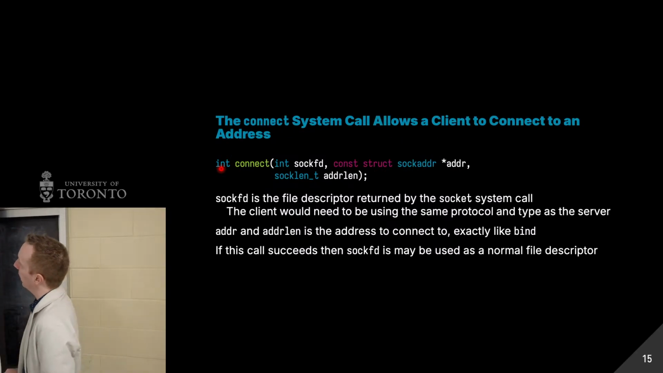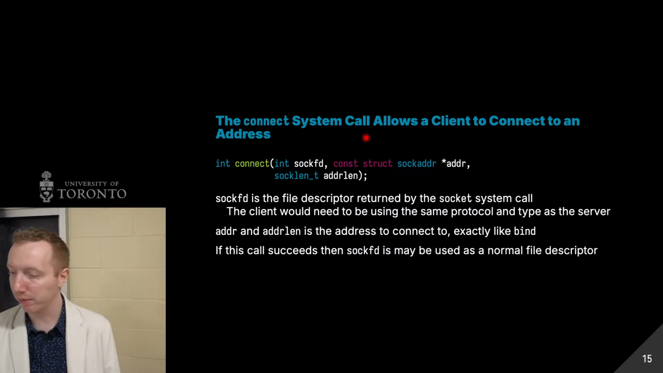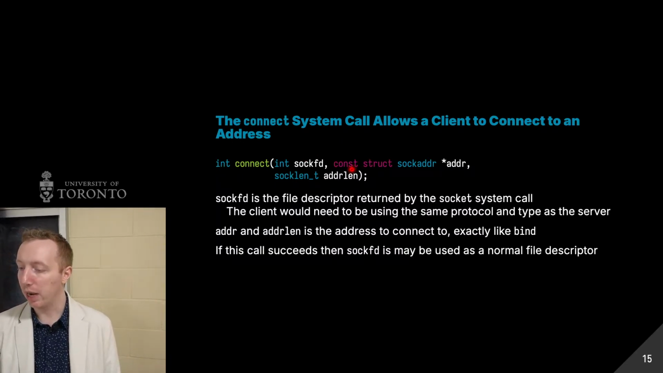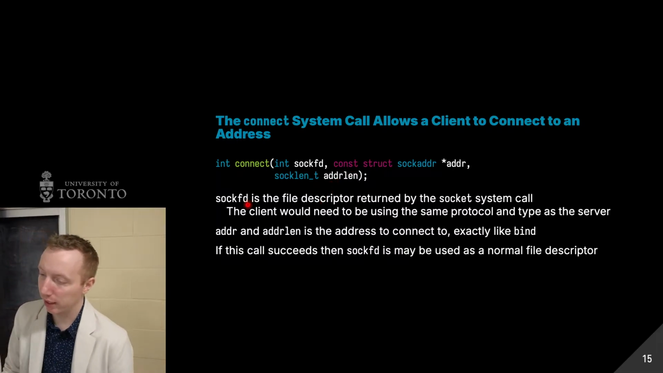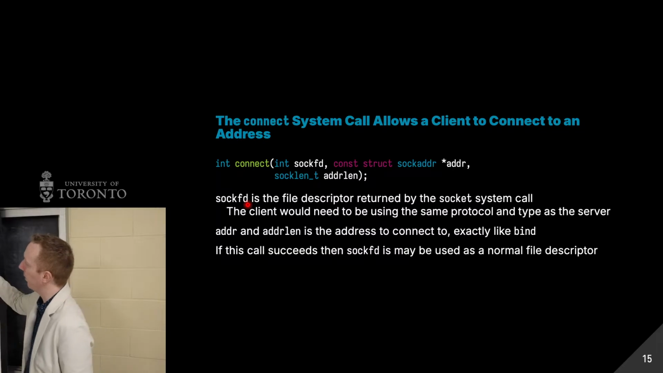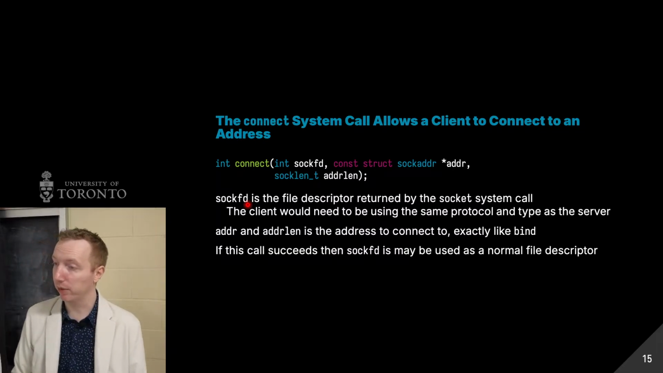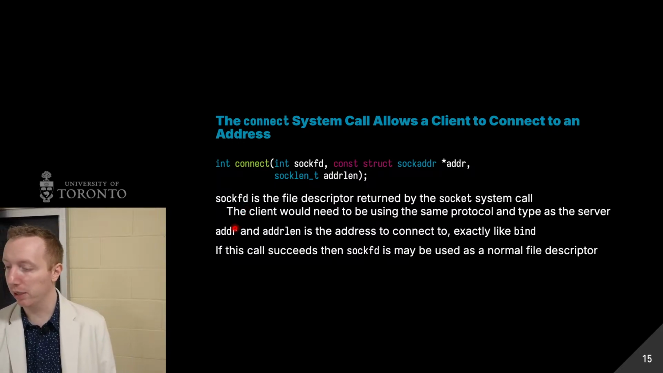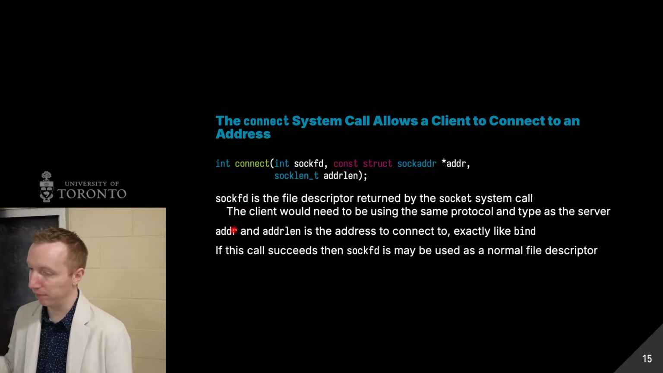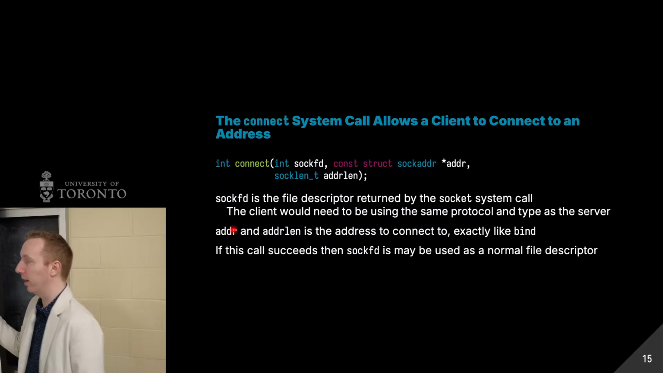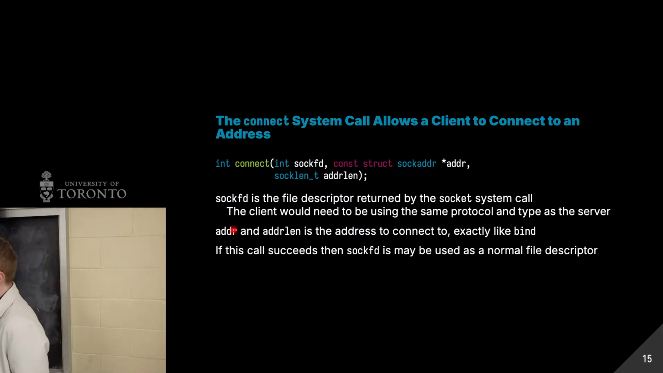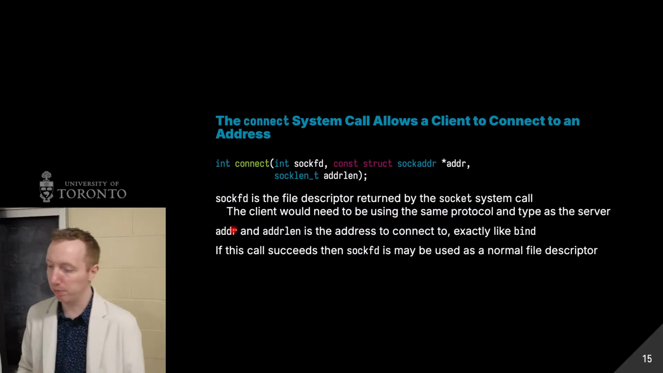All right, so the connect system call is what the client does to connect to an address. Again, it takes a socket file descriptor and an address, so it kind of combines the bind all in one. So that socket FD is the file descriptor returned from that socket system call. It has to be using the same protocol and type as the server in order to connect properly and work. And the address is the address to connect to, exactly like bind. So you're actually connecting to that server that has been bound to that.